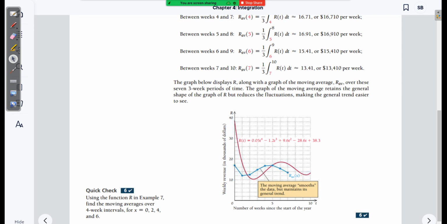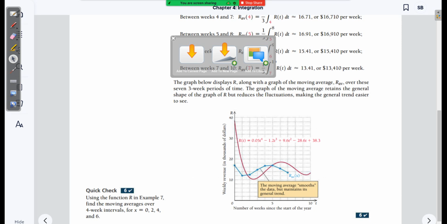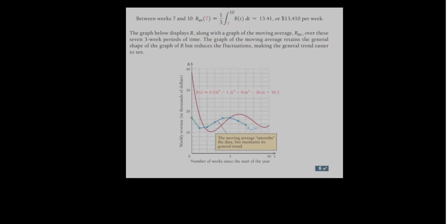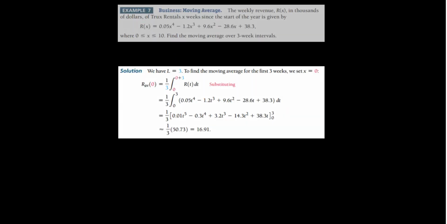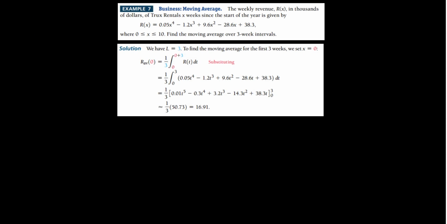Alrighty. Well, I messed that up. Okay, so I probably shouldn't even be going over this, but I will. We have the weekly revenue, R of x, in thousands of dollars of truck rentals, x weeks since the start of the year, given by our function here. We're going to have x between 0 and 10, and of course x is in weeks, so we're talking about just 10 weeks.